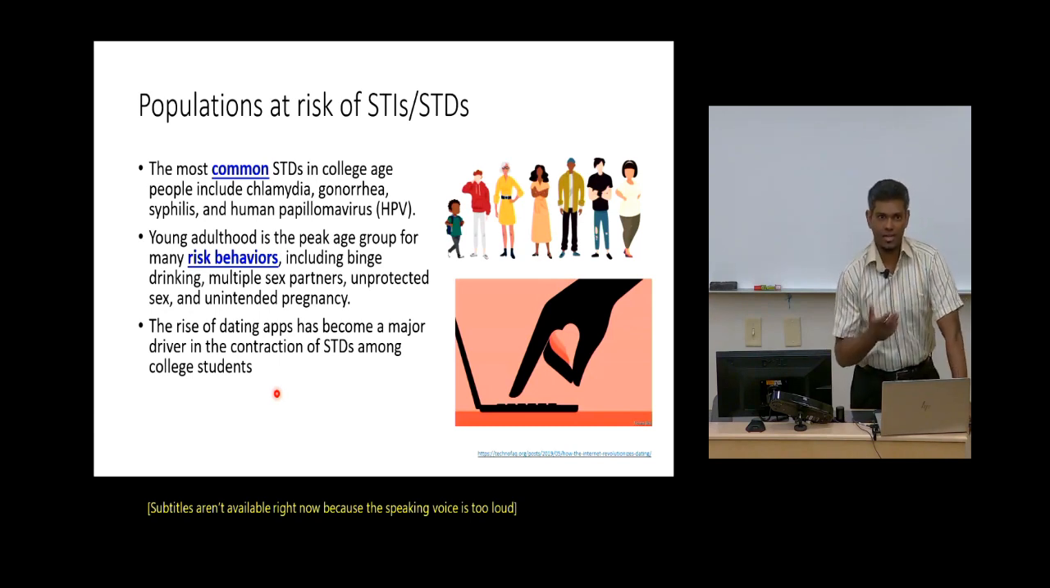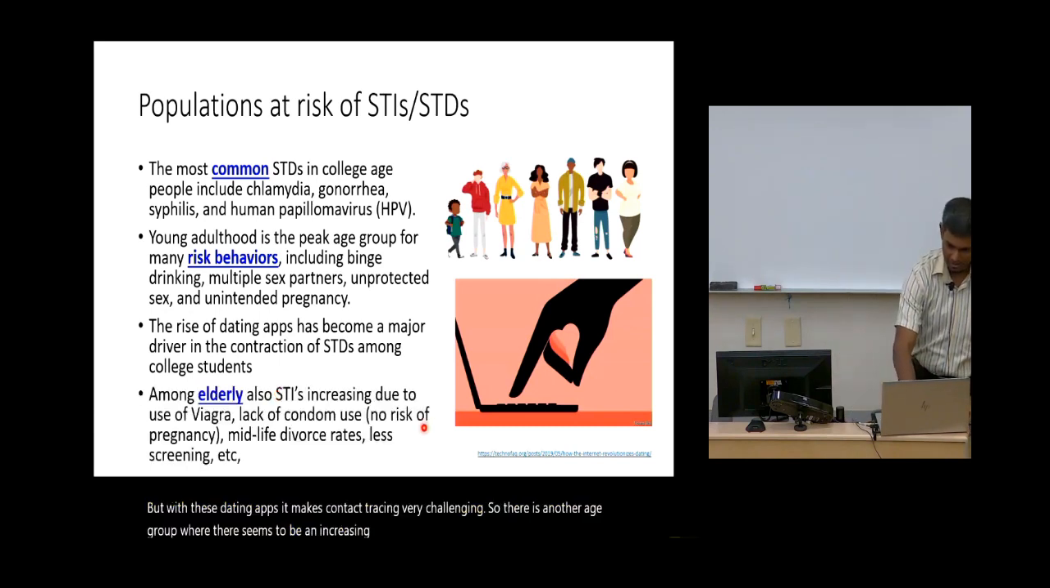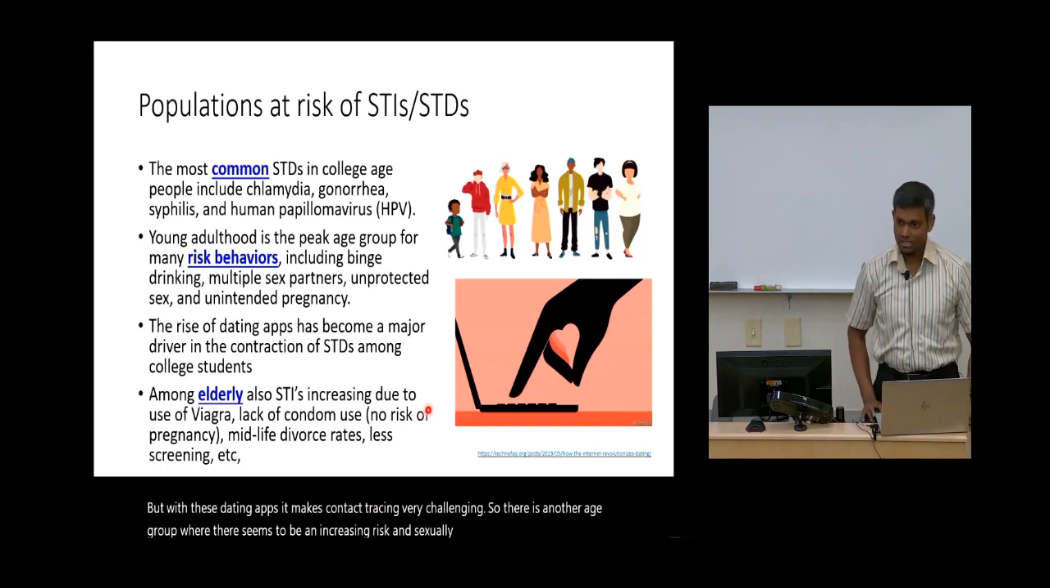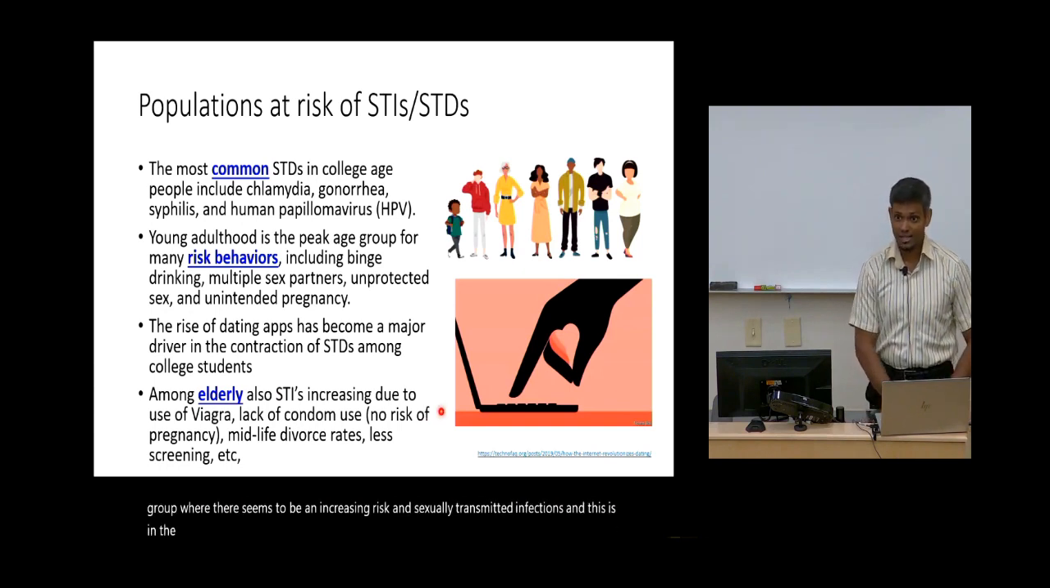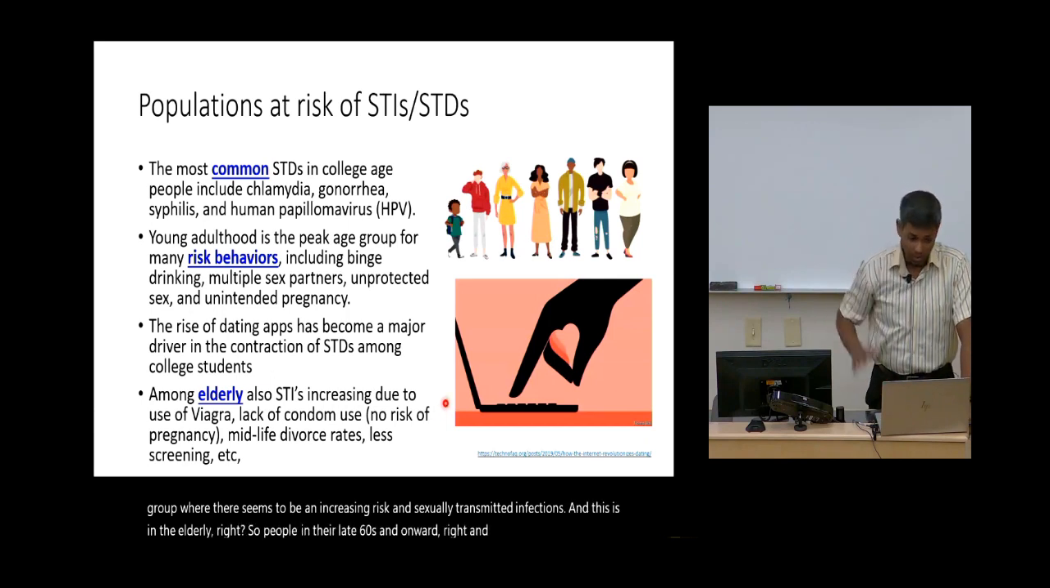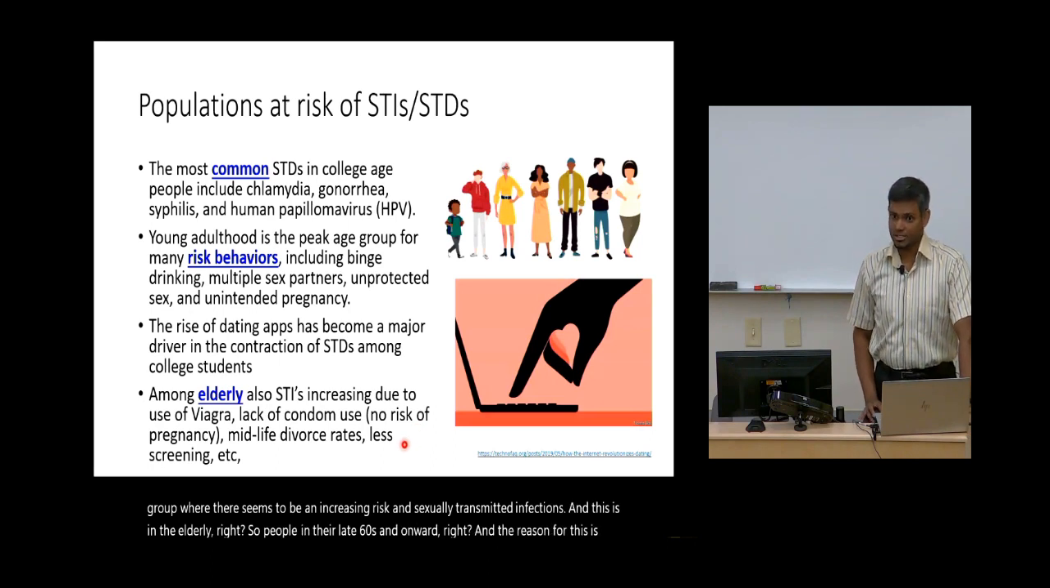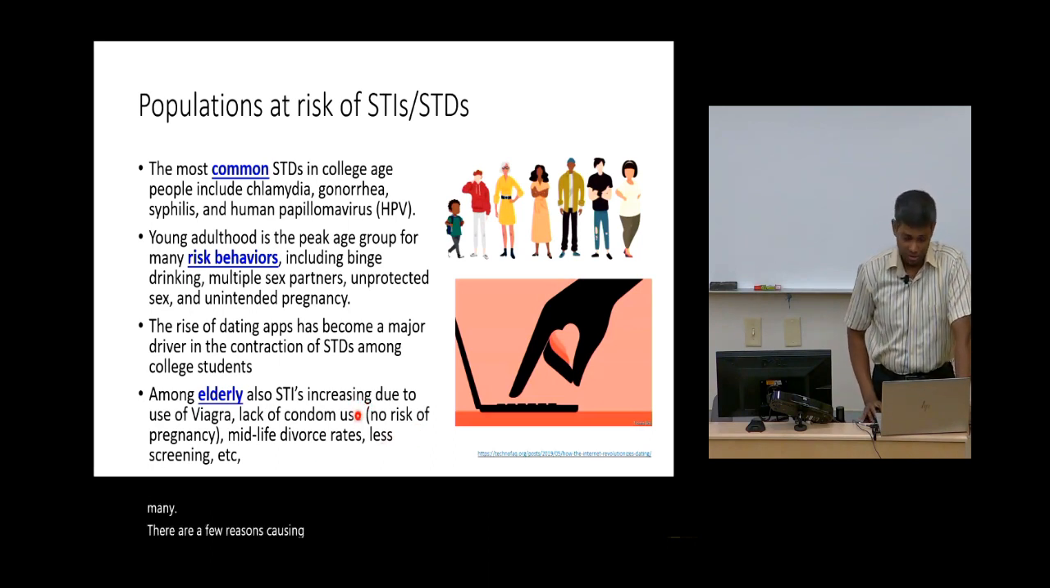So there is another age group where there seems to be an increasing risk in sexually transmitted infections, and this is in the elderly, right? So people in their late 60s and onward, right? And there are a few reasons causing this.